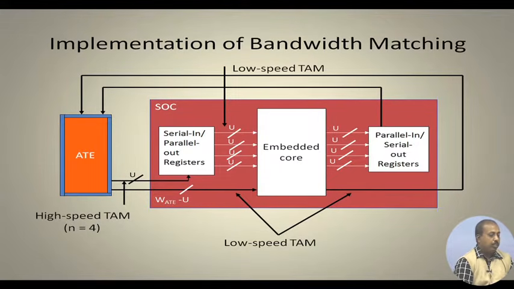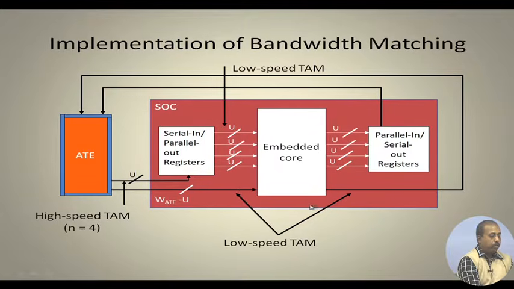So how will this be done? In this bandwidth matching part, from the ATE we have u high speed lines. These u high speed lines are fed to a serial in parallel out register. Each of these lines feeds u lines in parallel, so u bit patterns go in parallel to the core. And then W_ATE minus u lines come here. So this part generates u lines and this part is W_ATE minus u.